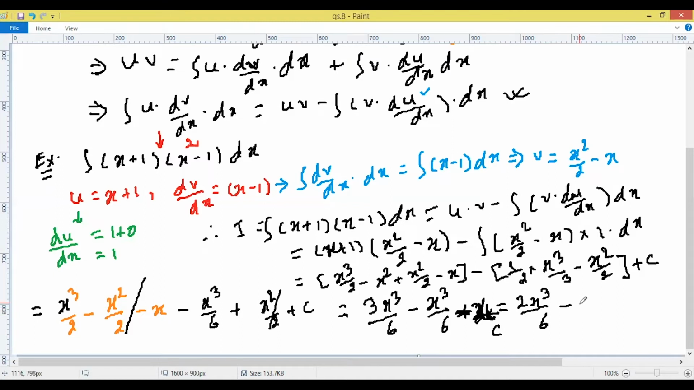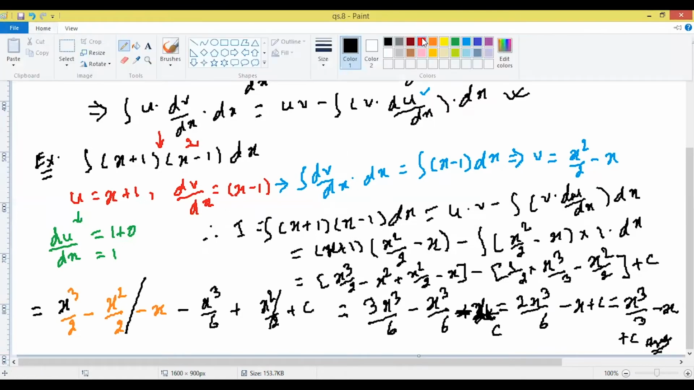So minus x is remained here, and then this is c. So finally it is x cubed by 3 minus x plus c, and this is the answer. And let's check it directly also whether or not this is possible.